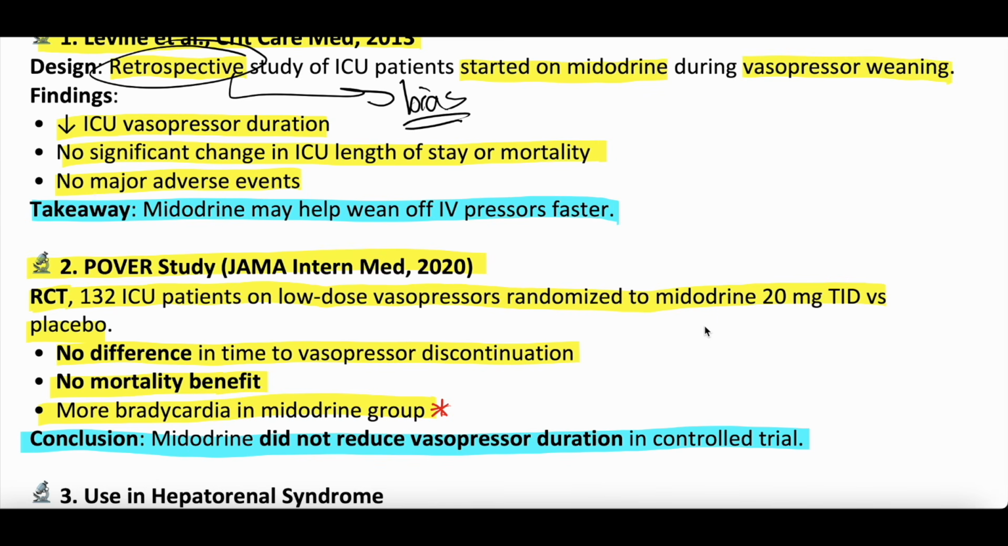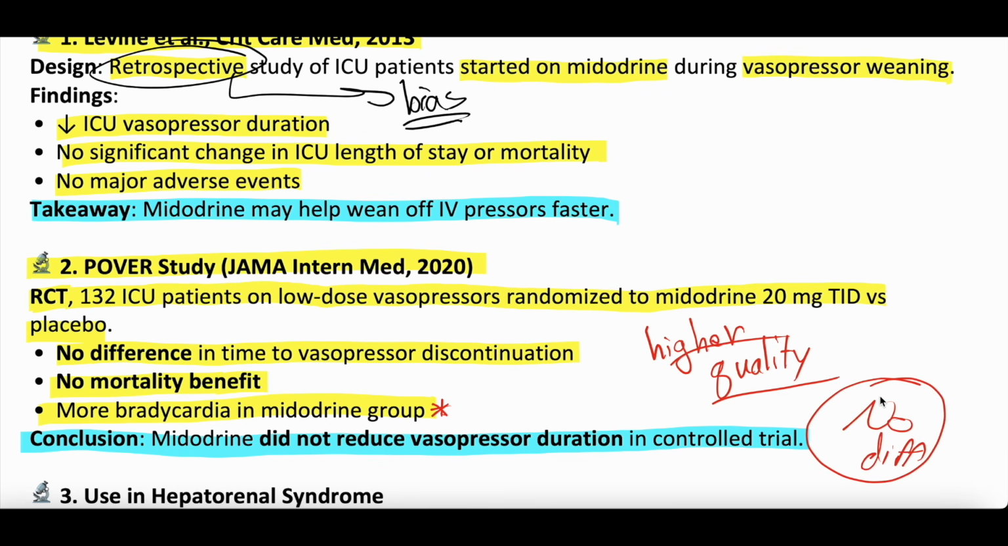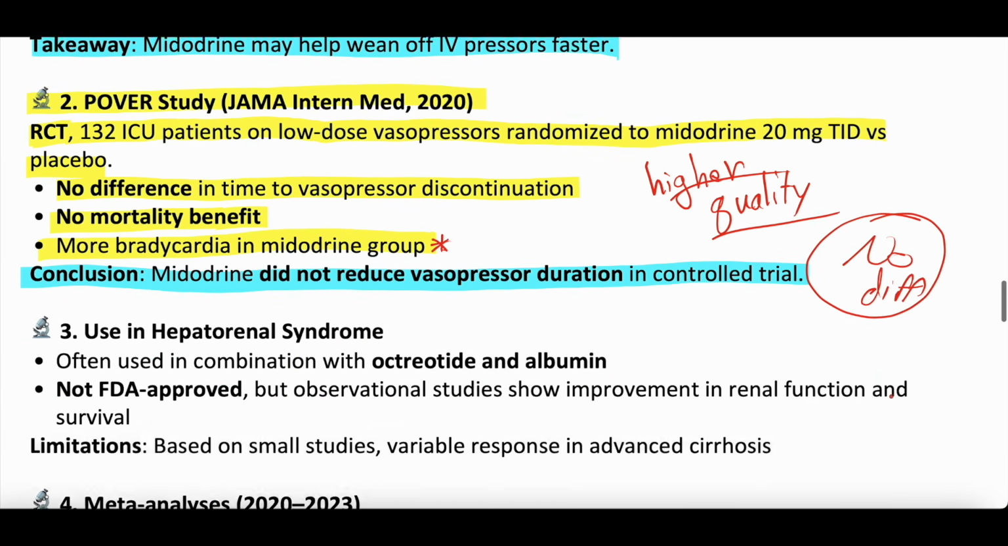So this POVER study was much higher quality, still small, right? Still only 132 patients, but it was higher quality than that retrospective study from 2013 we talked about, and there's no difference here, and there's just more bradycardia, so it was not effective in weaning vasopressors.